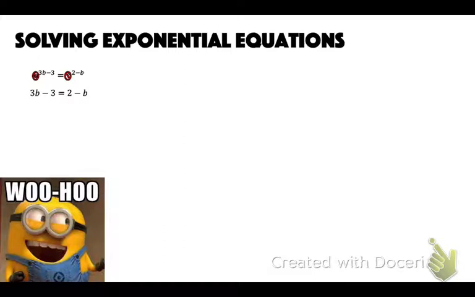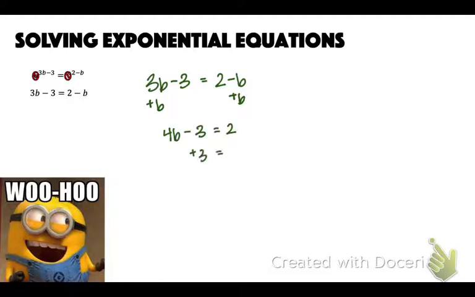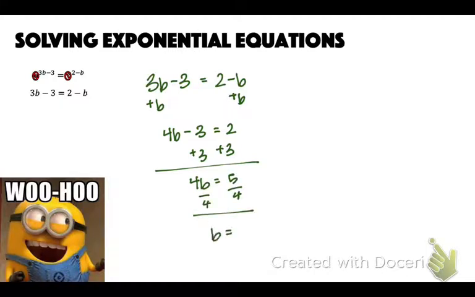I'm going to just rewrite it so I can solve it, because I think sometimes it helps. If I add the b to this side, you get 4b minus 3 equals 2. Add the 3. So then we get 4b equals 5. Divide by 4. So b equals 5/4. Cool. So that's what this equals. b equals 5/4.